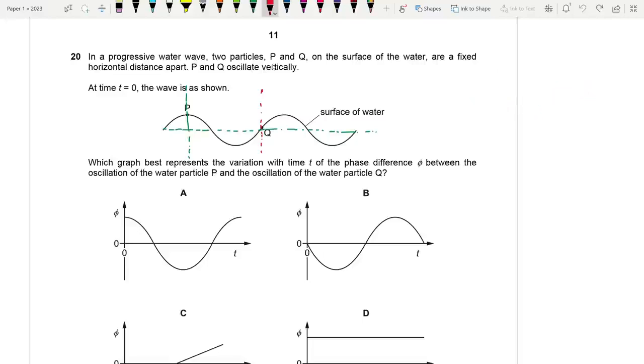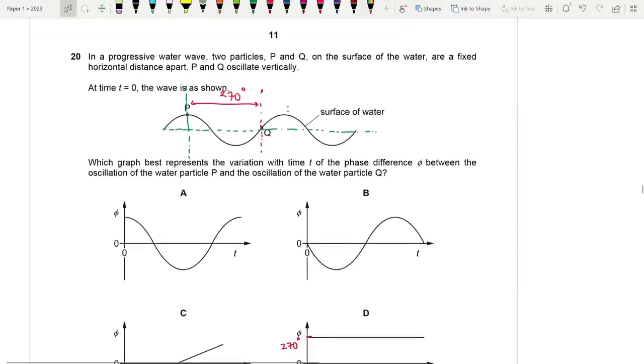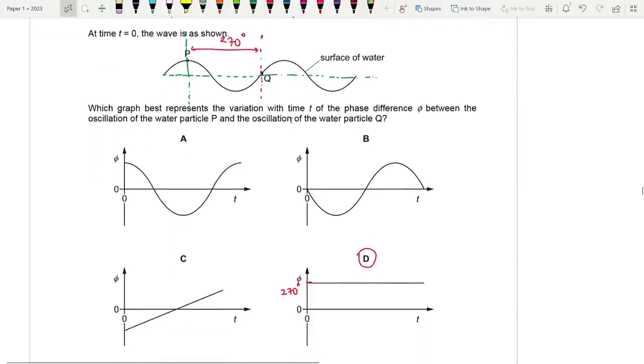But here they're just asking the phase difference. So honestly, look at the phase difference. If you find out the angle, what is it? It's like 270 degrees, and it will be constant at 270 degrees. It's never going to change. Okay, so that was the trick question. So honestly, 20 is going to be D. It's the first time I've seen this question. If they ask you the phase difference between two points, there's no way that it's going to change.